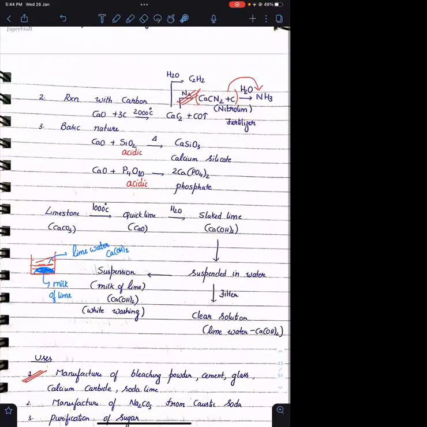All metallic oxides, in general, metallic oxides are basic in nature. Only exceptional behavior will be of beryllium. It is amphoteric. But this being basic, it can react with acids. Acids मतलब non-metallic oxides हो जाएंगे. So calcium oxide plus non-metallic oxide, आपको salt मिला, CaSiO3, calcium silicate. Calcium oxide plus non-metallic oxide, which is acidic, again आपको salt मिला, which is calcium phosphate.